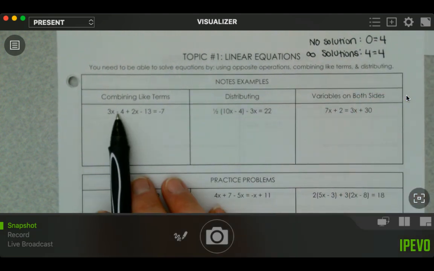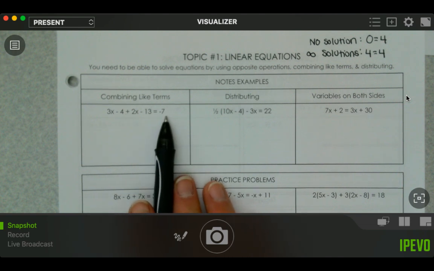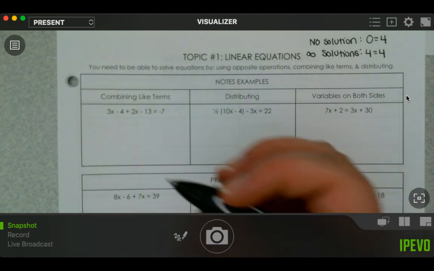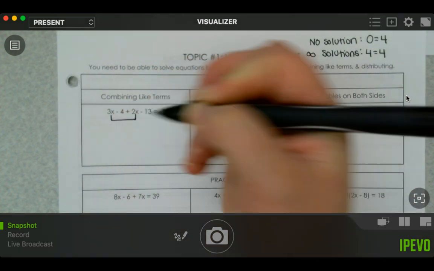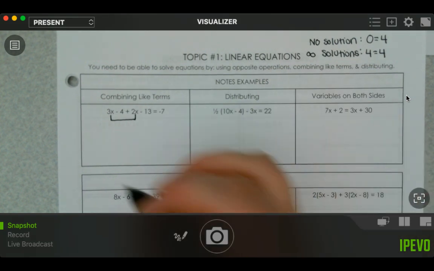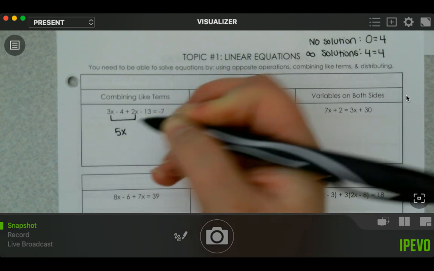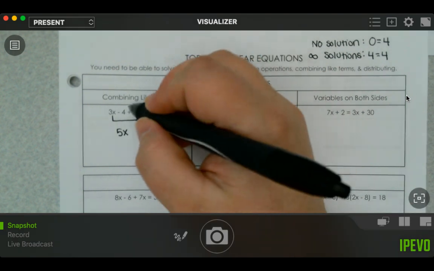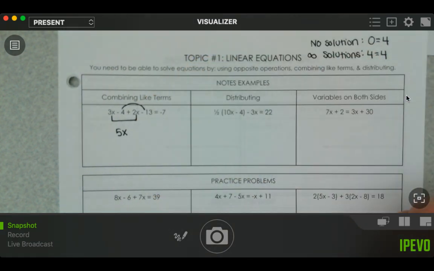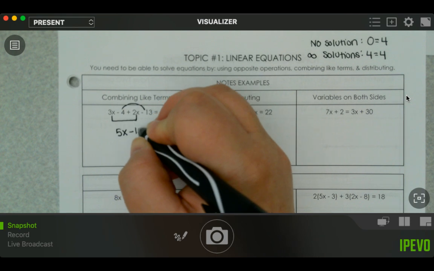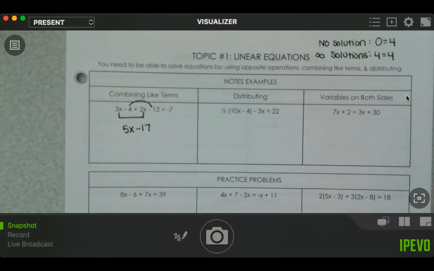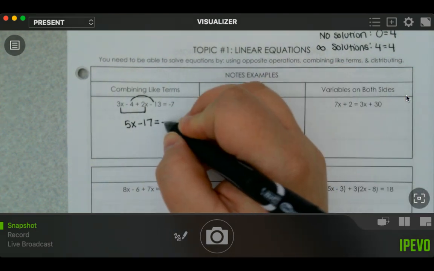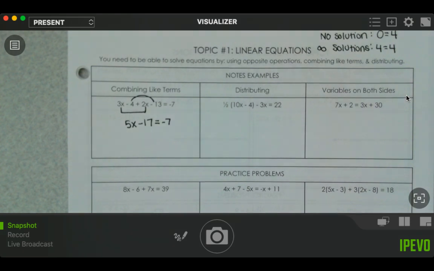All right, so when you see an equation, the first thing you should look for are like terms. Meaning, over here on the right side, I have things I can add together to make this a simpler equation, like the x's. 3x plus 2x is 5x. Now, I didn't have to switch signs or anything because they're already on the same side. Then I have negative 4 and negative 13. Negative 4 plus negative 13 is negative 17. If you're not sure what that is, you can always use a calculator. And then it still equals negative 7. I haven't changed anything about that yet.